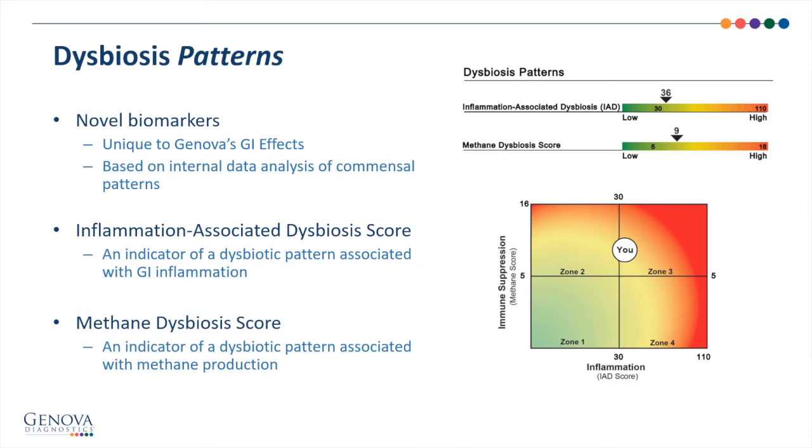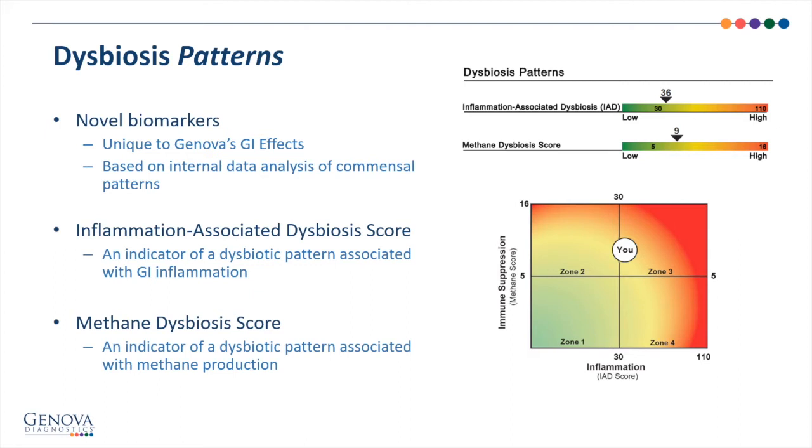After looking at abundance, we look at patterns. And we have a couple novel biomarkers that we discovered by looking at the data. We have first the inflammation-associated dysbiosis score, which is an indicator of a dysbiotic pattern that's associated with GI inflammation. So what this is telling us is, of all the commensal bacteria, could we figure out a pattern that related to inflammation in the gut? And that's absolutely what we found and how we generated this inflammation-associated dysbiosis score.